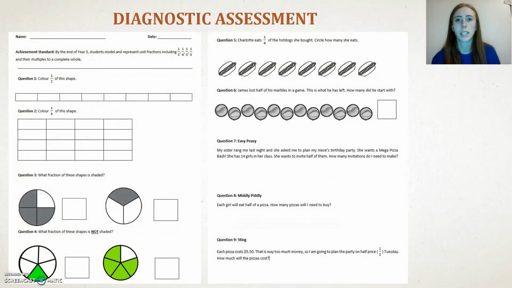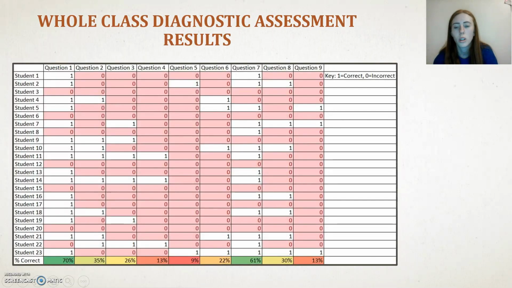Here is the diagnostic assessment that I created for my Year 3 class to gauge their prior knowledge and understanding of fractions. It consisted of 9 questions. This is the whole class diagnostic assessment results. There's a key. 1 means that they got the question correct, and 0 means that they got the question incorrect. There's also a percentage correct row down the bottom for each question.